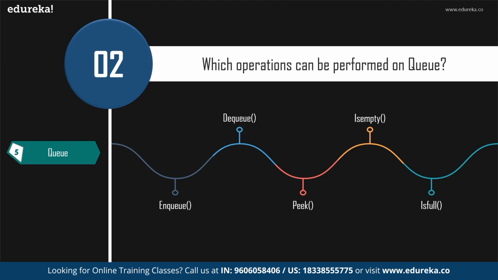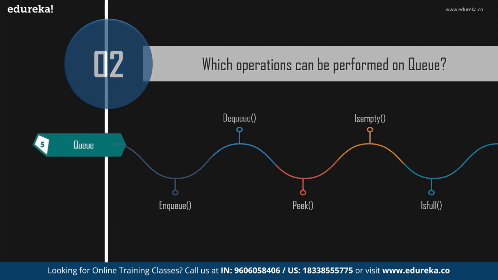Enqueue is used to add an element to the queue. Dequeue is used to remove the item from the front of the queue. Then we have peek. It gives the value of the front item without removing it. After that, we have the isEmpty function. It checks if the stack is empty. And then the isFull function checks if the stack is full.